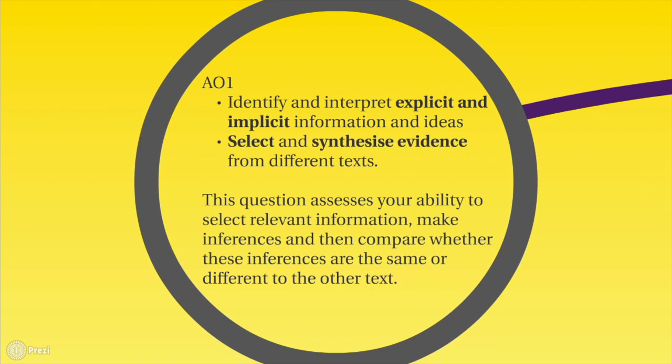So first of all, this question assesses assessment objective 1, which is to identify and interpret explicit and implicit information and ideas, and select and synthesize that evidence from the different texts. Now, put simply, that means to select evidence which answers the question, and then you need to make inferences. You need to say what is suggested by the words in the quote, and compare how those quotes and those inferences are different from the other source that you've been given.